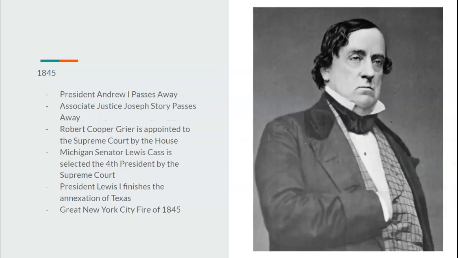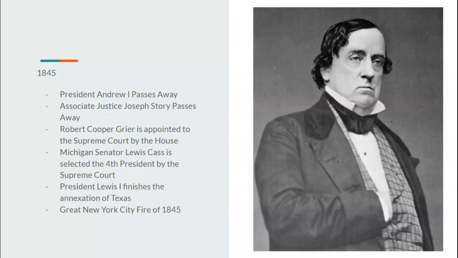1845, President Andrew I passes away, but also Associate Justice Joseph Story passes away. Now remember, every seat in the Supreme Court needs to be filled before a new president can be named. In the meantime, Henry Clay is acting president until a new one is named. But the House appoints Robert Cooper Grier to the Supreme Court, and they select Michigan Senator Lewis Cass to be the 4th President of the United States. He will become the 4th President selected by the Supreme Court.